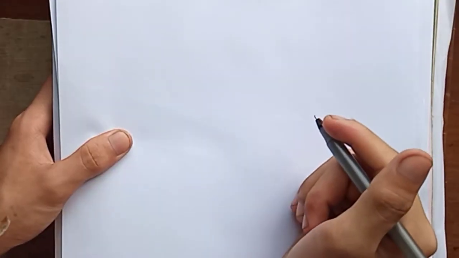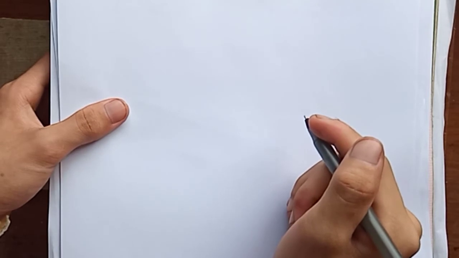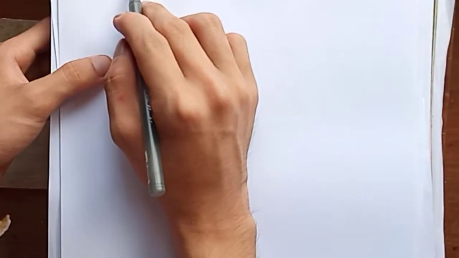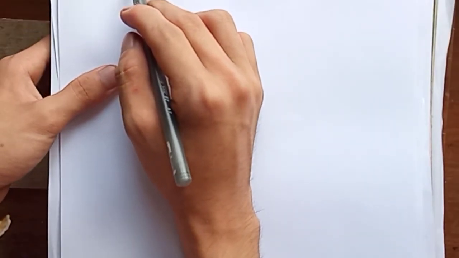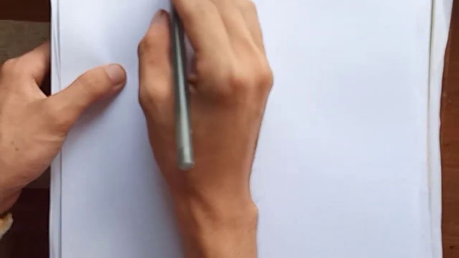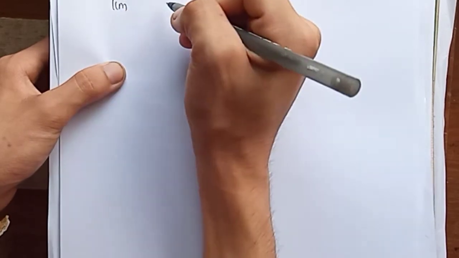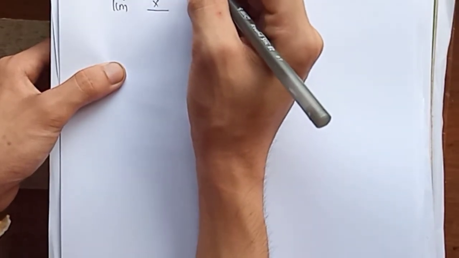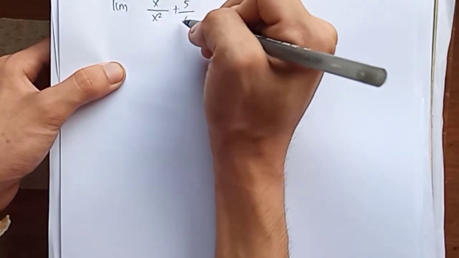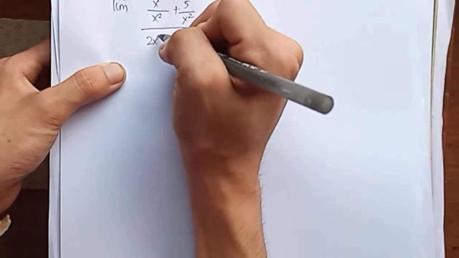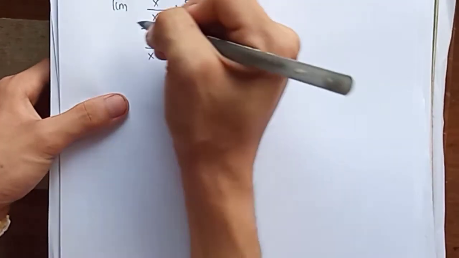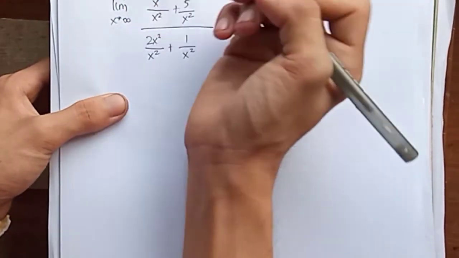Okay, let's have this example. I have the limit of x plus 5 over 2x squared plus 1 as x approaches positive infinity. So, first step, divide all by the highest power of x. The highest power natin ay x squared. So, I need to divide by x squared: x over x squared plus 5 over x squared, over 2x squared over x squared plus 1 over x squared, as x approaches infinity.